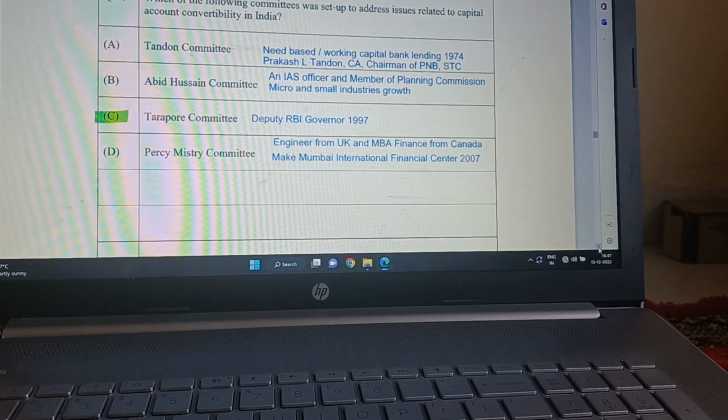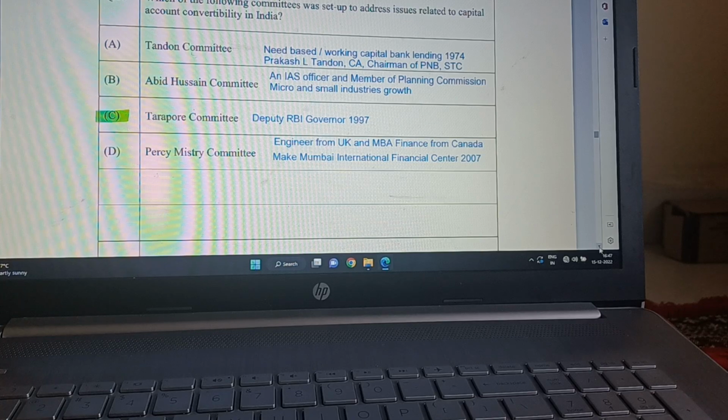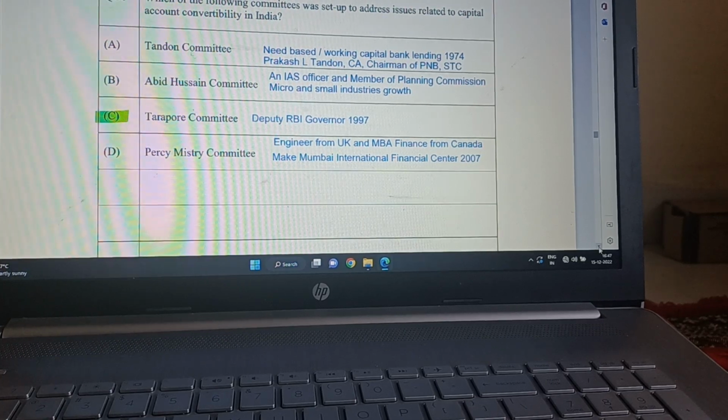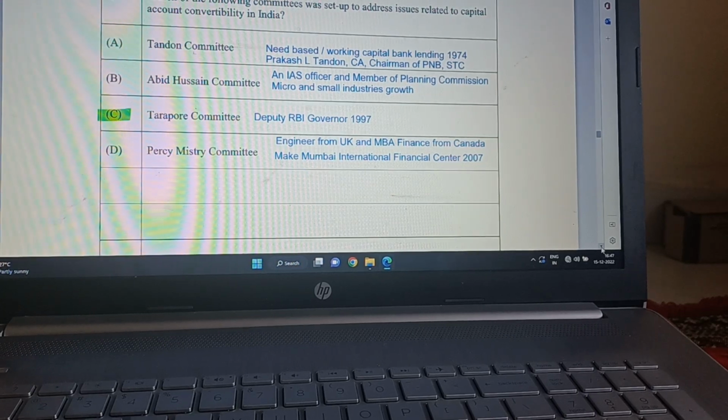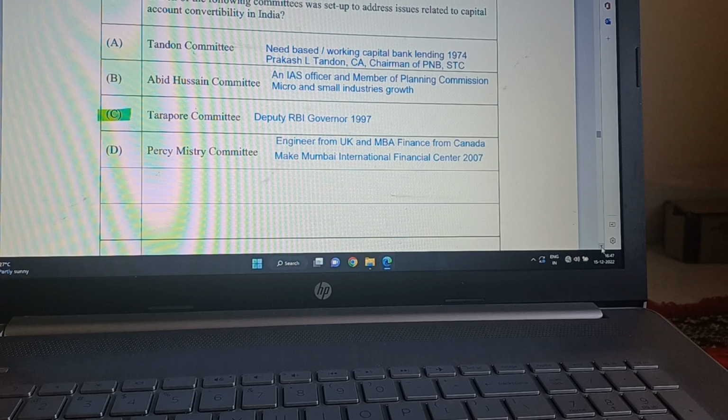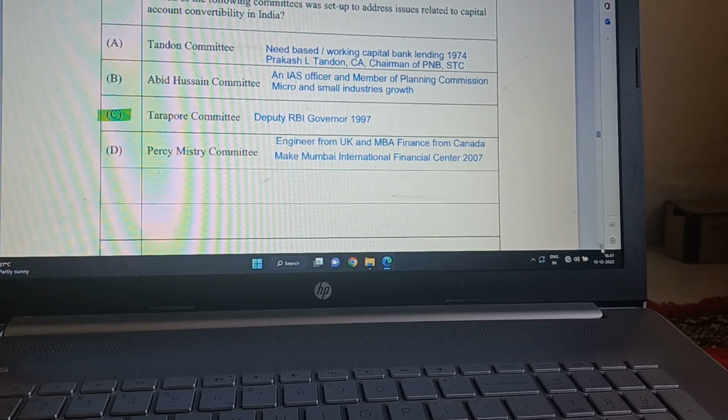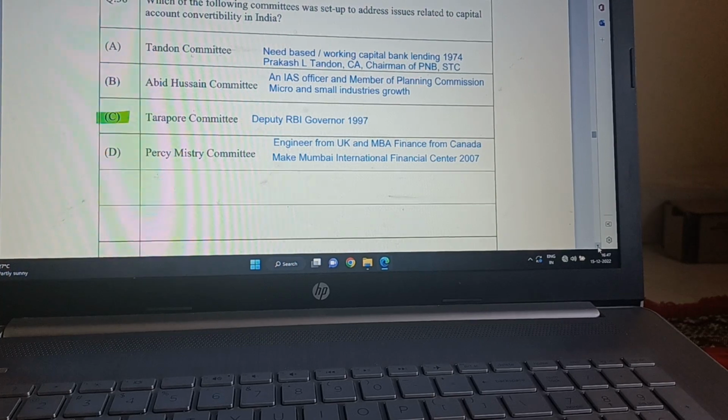Capital account convertibility means whenever the foreign investment takes place, they can always take it back. Means the currency should be fully convertible. And that is what Tarapore committee had studied. However, he didn't recommend its full convertibility at that time, at least in 1997. Even today, rupee is not fully convertible on capital account.